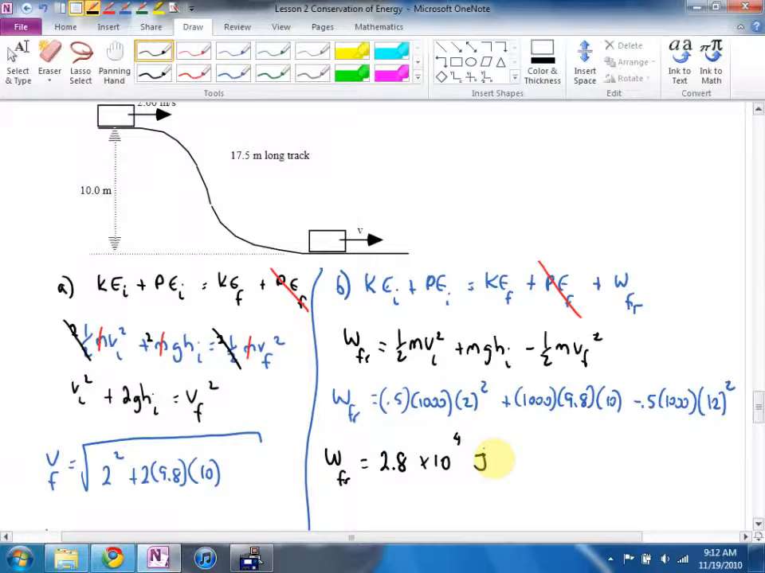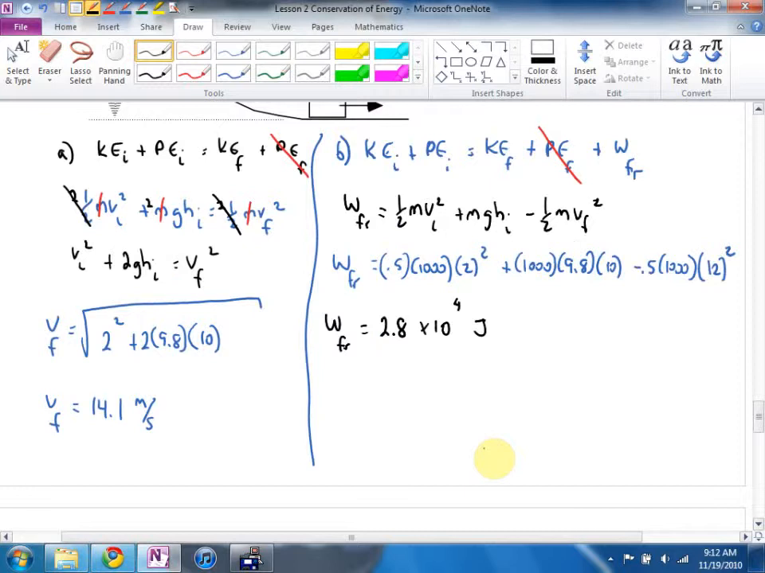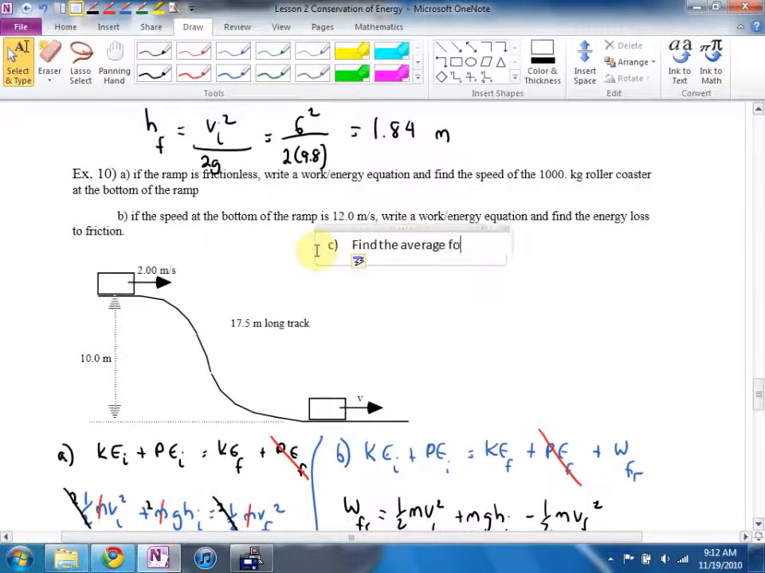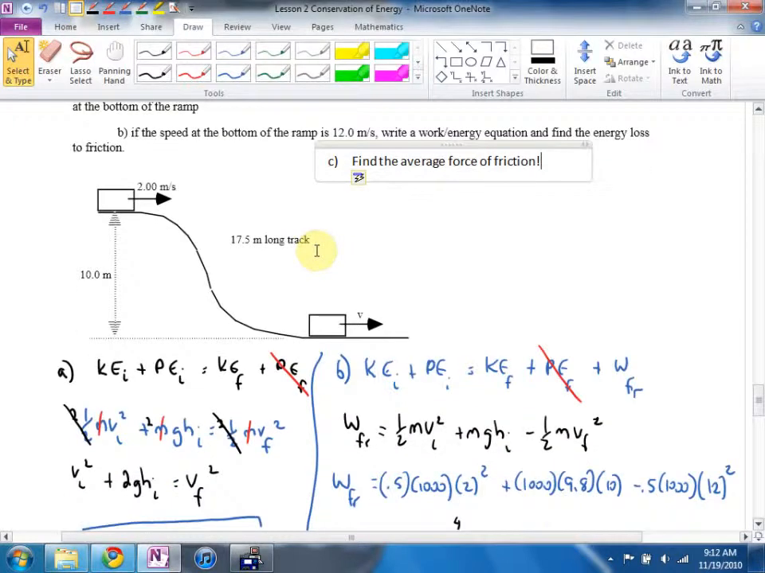Okay. Don't close your books yet. We're going to add a part C. Find the average force of friction. Now I'm saying average force of friction because with a curvy track like that, I assume this roller coaster is slowing down and speeding up along the way, and that would probably, Justin, it seems to me, change. The friction would get bigger and it would get smaller. I'm going to find the average force of friction.